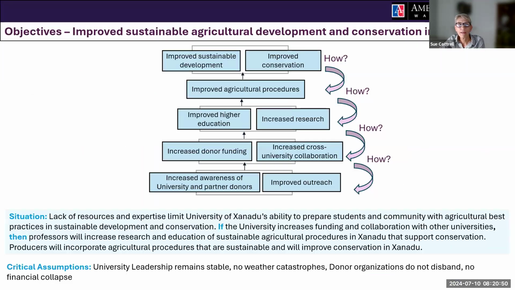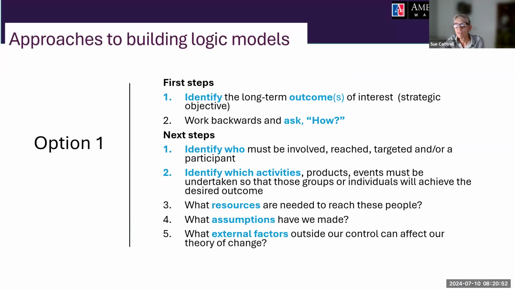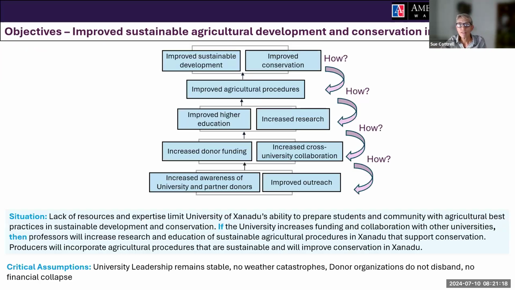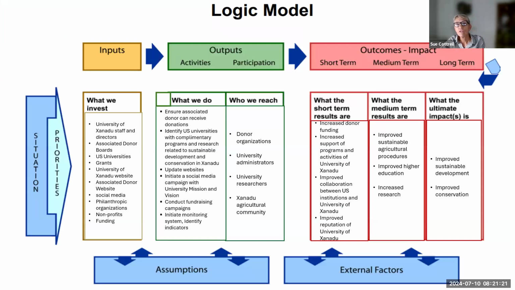Well, let me go back, and the next steps, once you've identified the how and you've gotten your theory of change, is to identify who's going to be involved, reached, targeted, or a participant, identify activities, products, and events that have to be undertaken, and then what resources are needed to reach these people, what assumptions have we made, and then what external factors outside of our control can affect our theory of change. So now let's go back. We've got this. This is the logic model we're going to create based on those other next steps.